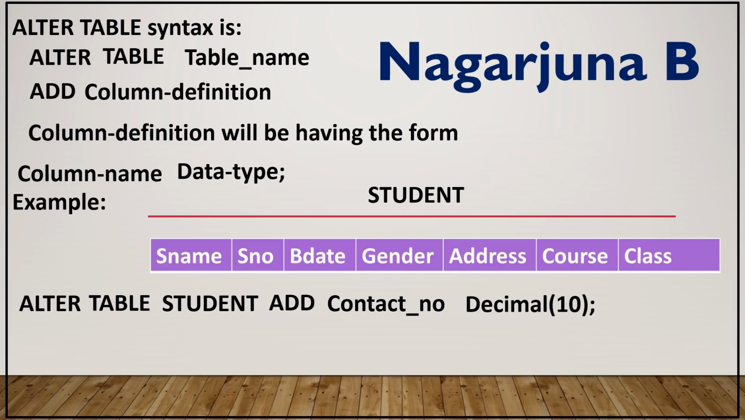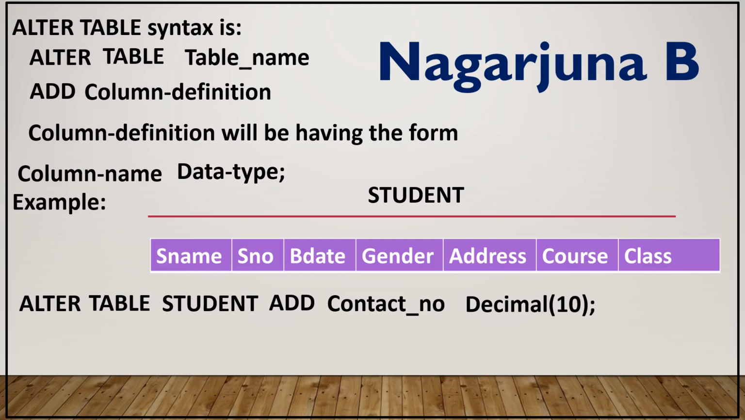That means you can give a total of 10 values for a contact number, and there will not be any decimal point according to the domain which we have specified. That is the data type decimal of 10. That means a total of 10 digits can be specified, and we cannot write any digit after the decimal point. For that purpose I have written decimal of 10.